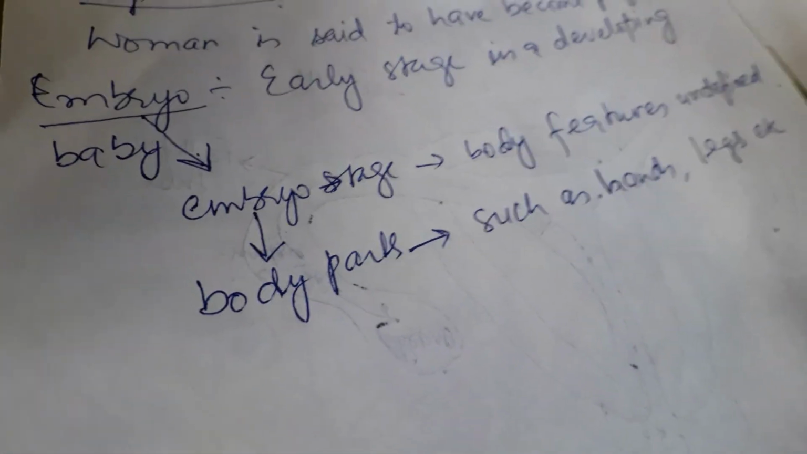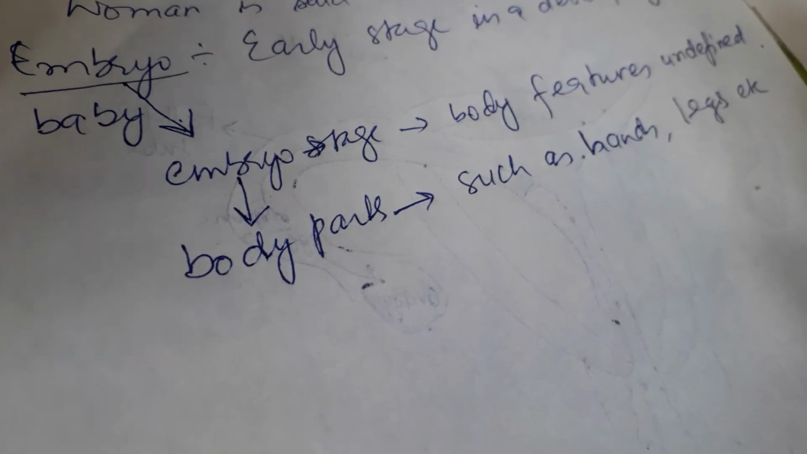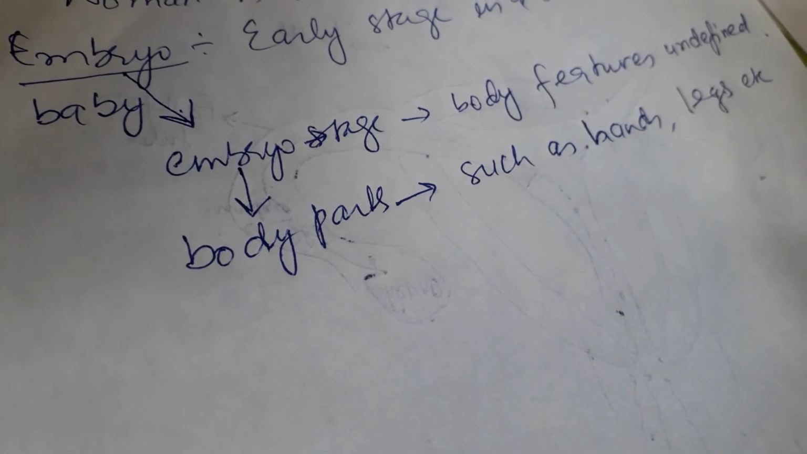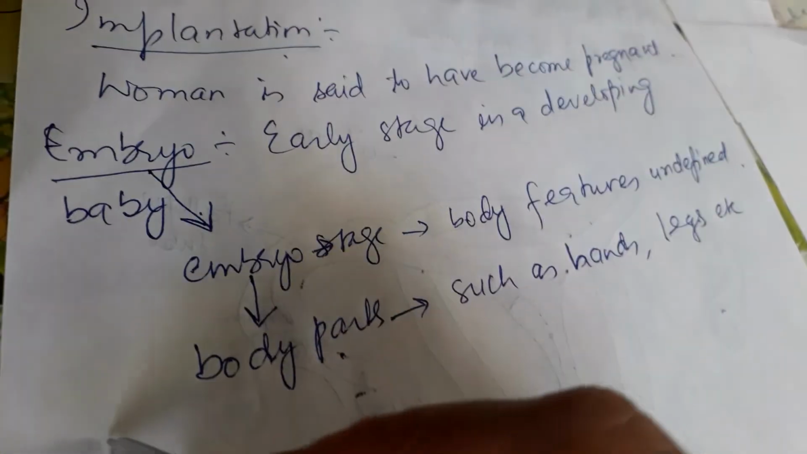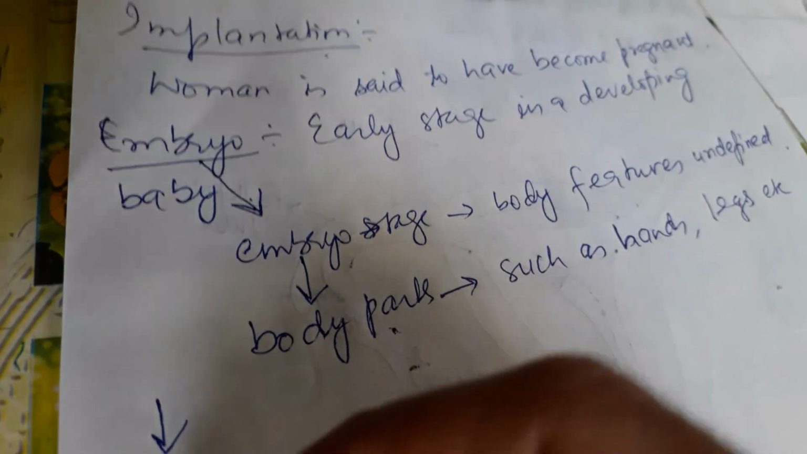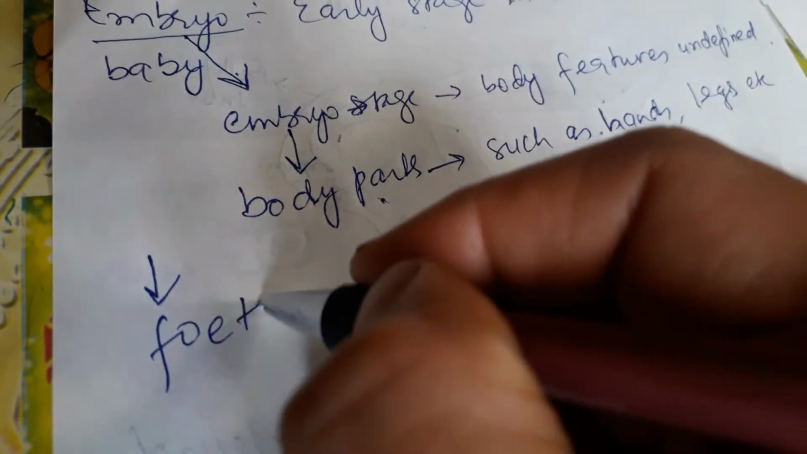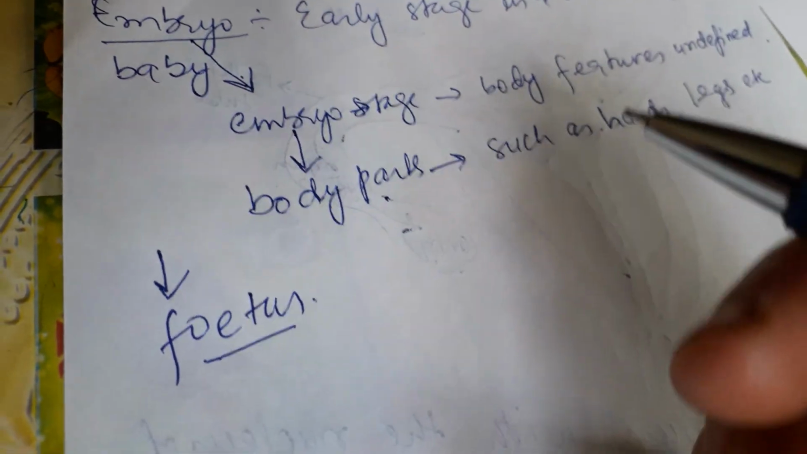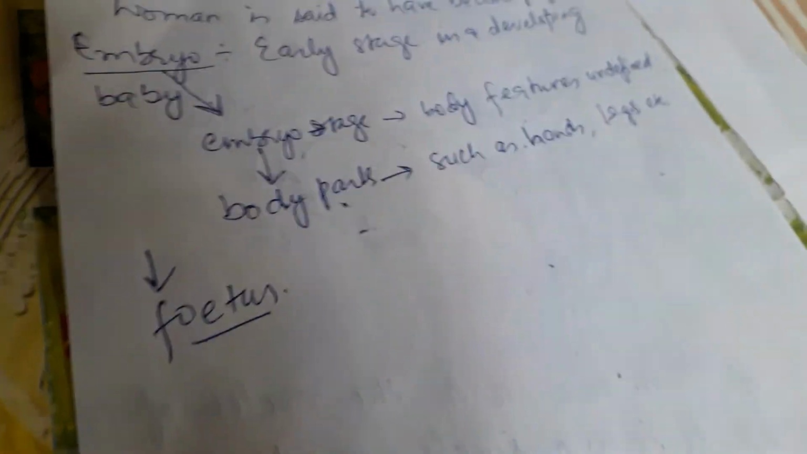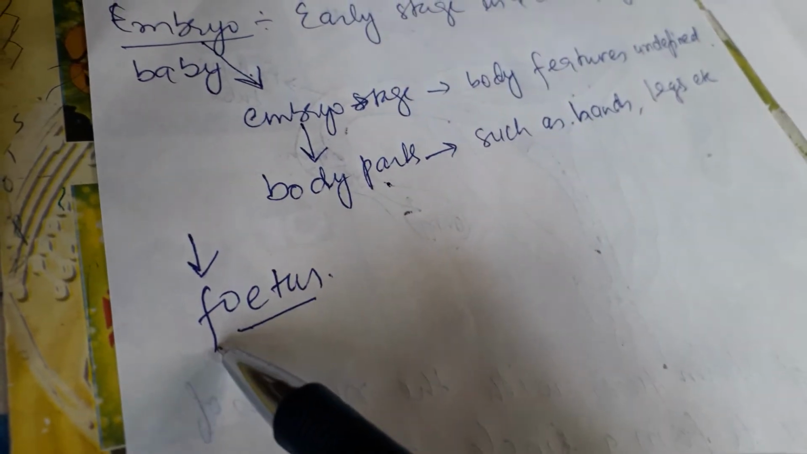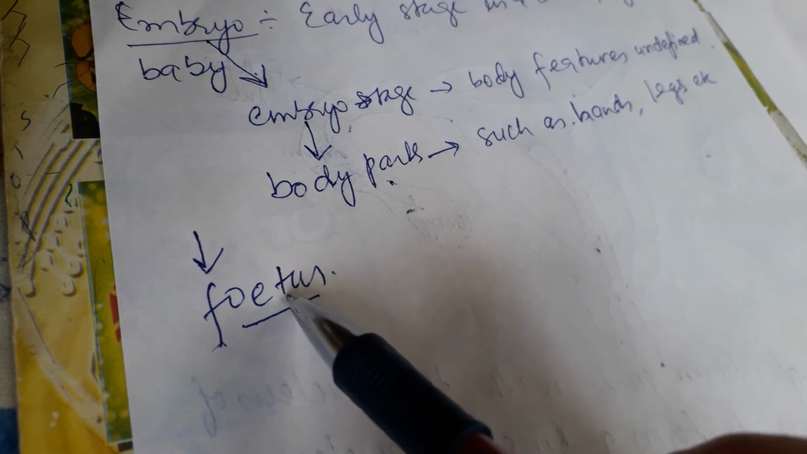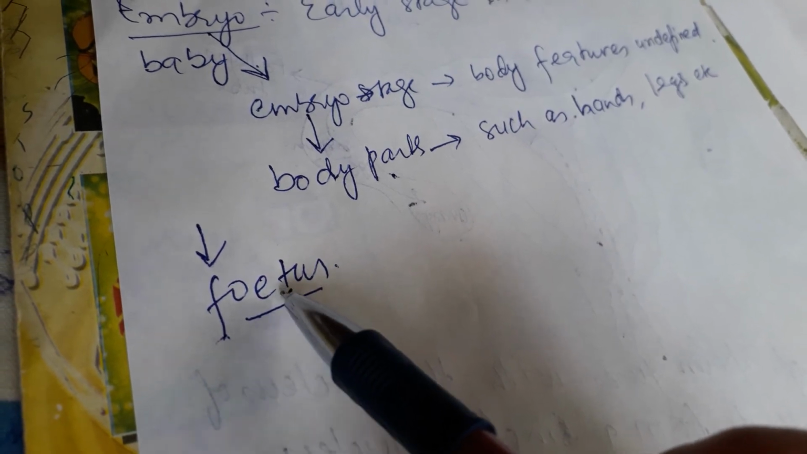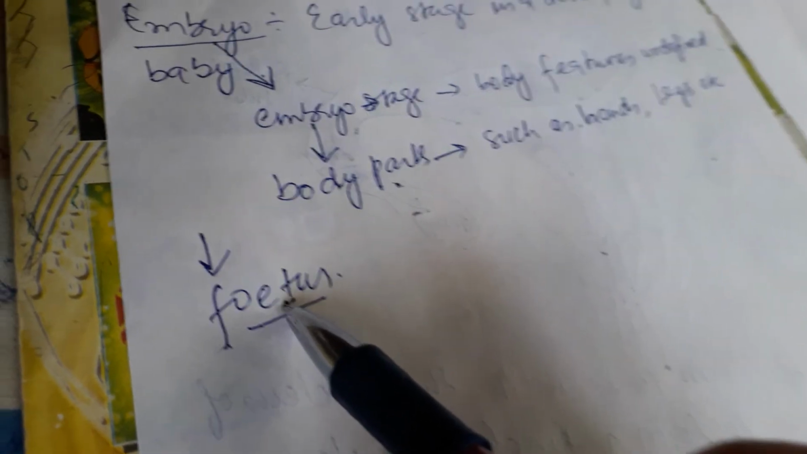Okay, so an unborn baby in the uterus at the stage when all the body parts can be identified, उसको हम कहते हैं fetus. एम्ब्रियो स्टेज में हम बॉडी पार्ट्स को आइडेंटिफाई नहीं कर पाते हैं, लेकिन जब ये एम्ब्रियो डेवलप होता है यूटरस में, then we can identify its body parts at this stage. इसको हम एम्ब्रियो नहीं, इसको हम फीटस कहते हैं.